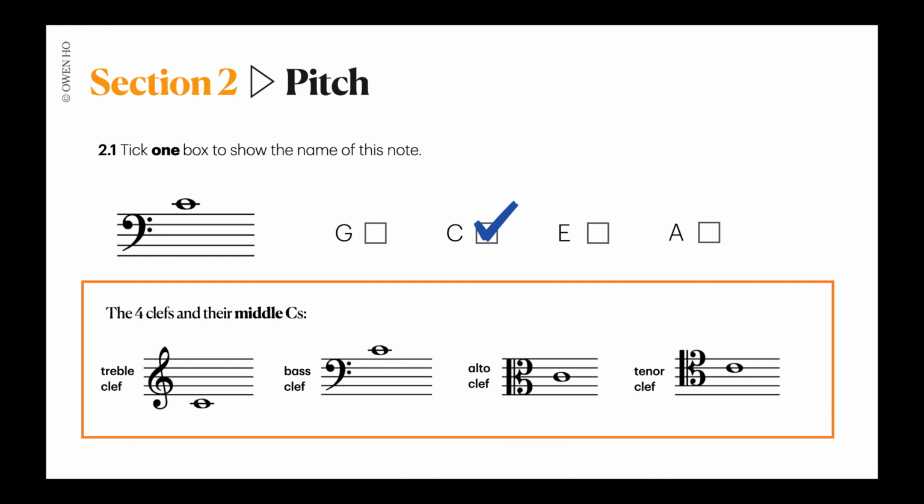On the other hand, imagine an instrument that plays mostly the notes below the middle C. Then it's more sensible to use the bass clef because most of the time the notes are going to fall within the 5 lines below the middle C. And then there are also instruments that play notes around the middle C, and it becomes more sensible for them to use the alto clef or the tenor clef, because the middle C lies around the middle of the staff.